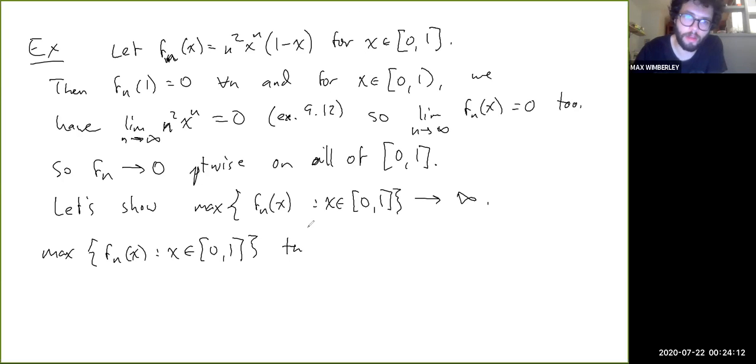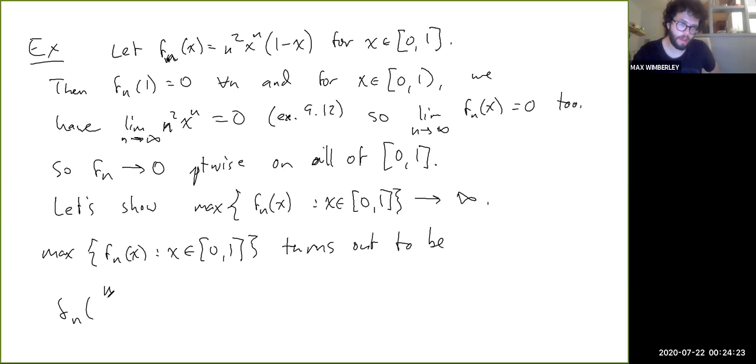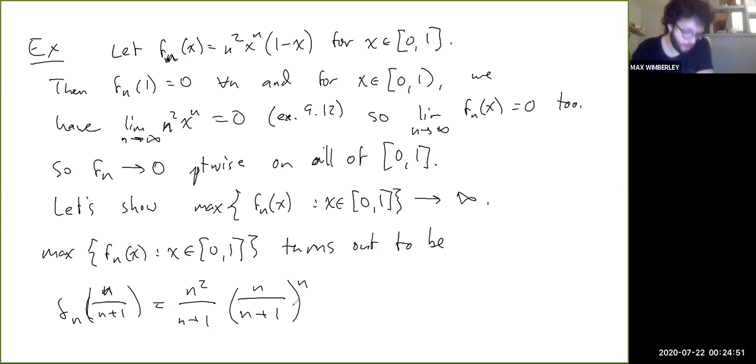So there's calculus that happens, and it turns out to be fn of n over n plus 1. If you just go through the algebra, I'm going to skip it for now and just give the final expression: n squared over n plus 1, times n over n plus 1 to the n. Okay?